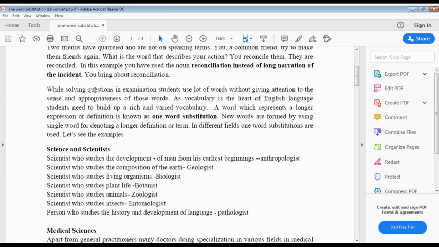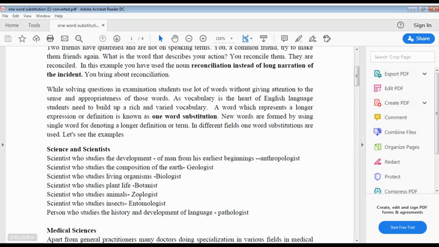Many a time while solving your questions in examinations, you put a lot of words without giving attention to the appropriateness of those words. So please keep in mind, students, that while choosing your vocabulary, be selective, and not just selective, but those words should be appropriate. Instead of using long expressions, long narration of an incident, you can use a single word.